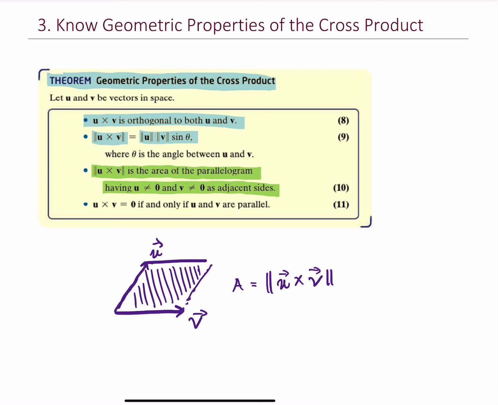And then we get this last statement that u cross v is equal to 0 if u and v are parallel. So we get an interesting additional way to see if two vectors in 3D space are parallel to each other.